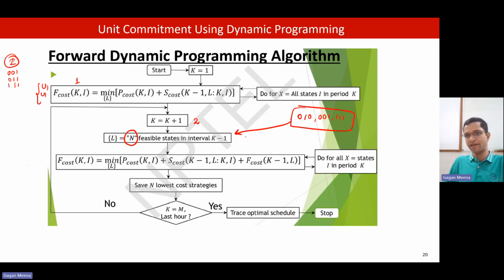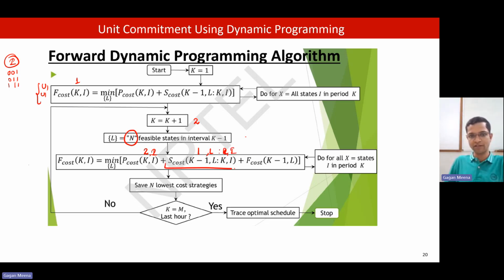We need to check whether they are feasible or not. If some of them are infeasible, then discard them. Take only feasible ones. Then again continue. This will be the cost for the kth, so it will be 2 here, comma I, and it will be 1, comma L, K comma, is 2 comma I.